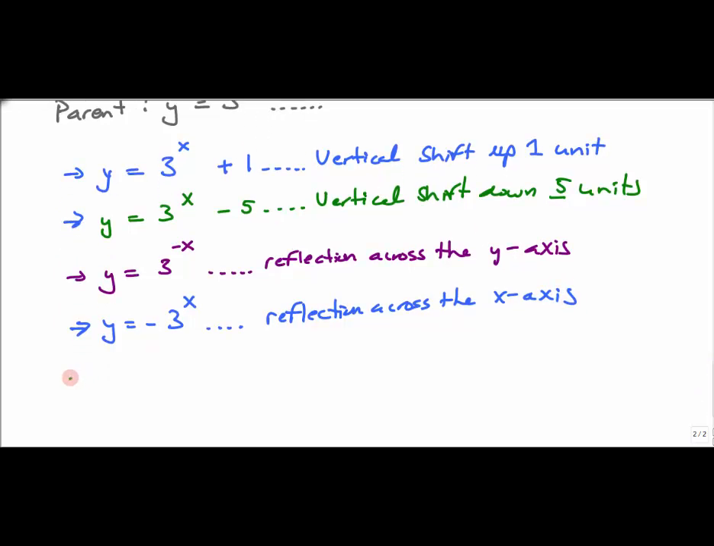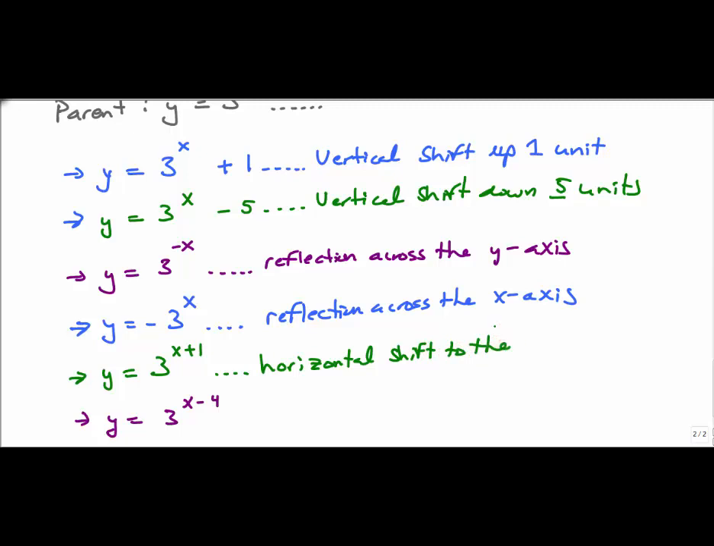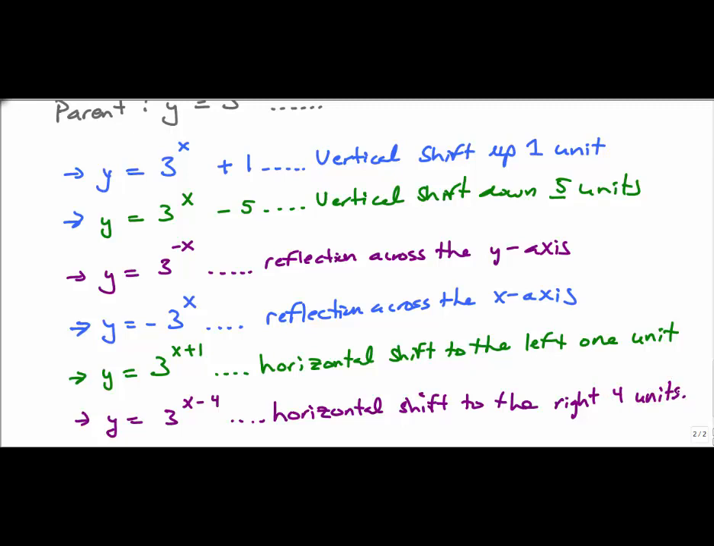Okay, now we also can have two other ones that we'll talk about. We could have y equals 3 to the x plus 1, and then let's also have y equals 3 to the x minus 4. Well, because it's within the argument, we know it's going to be horizontal. So this is going to be a horizontal shift to the, now because it is within the argument, it's always opposite. So not shift to the right 1 unit, but shift to the left 1 unit. And conversely, this would be a horizontal shift to the opposite of what we think. We think we'd mean left, but because it's within the argument, you do the opposite, to the right 4 units.